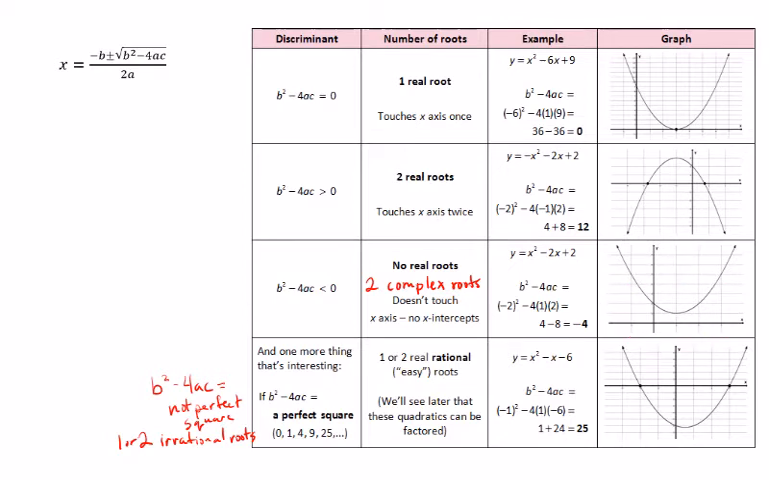And then the way we get 1 real root, and we haven't seen this yet in our examples, but we may or may not see it soon, is if b squared minus 4ac is 0. We get 1 real root, and that means it just touches the x-axis once. So the vertex is right on the x-axis, either facing up, sitting on it, or facing down, hanging from it by its vertex.